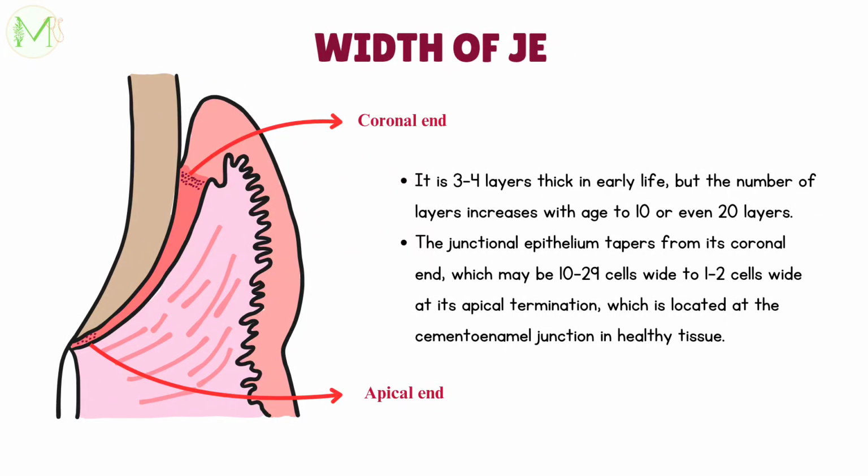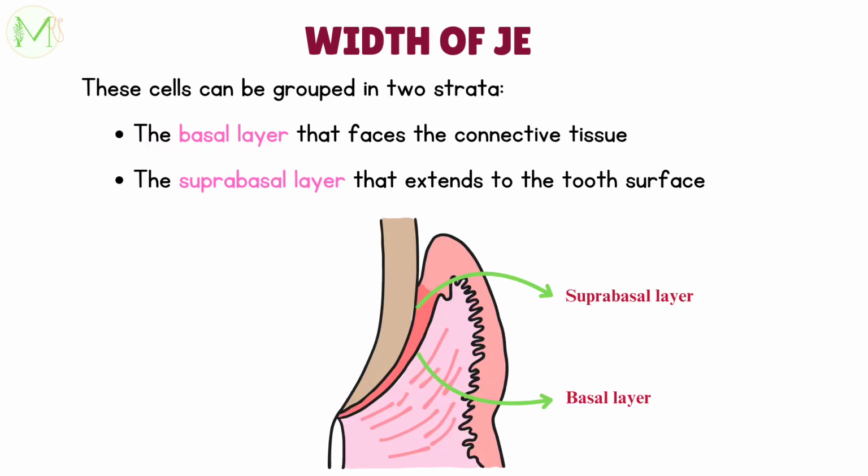In early life, it is 3 to 4 layers thick, but the number of layers increases with age to 10 or even 20 layers. The junctional epithelium tapers from its coronal end, which may be 10 to 29 cells wide, to 1 to 2 cells wide at its apical termination, which is located at the cemento-enamel junction in healthy tissues. So we should consider the junctional epithelium as an imaginary triangle, with the base of the triangle at the coronal end and the apex at the cemento-enamel junction. And these cells are not randomly placed and are grouped into two strata, the basal layer and the suprabasal layer. The basal layer faces the connective tissue and the suprabasal layer extends to the tooth surface.